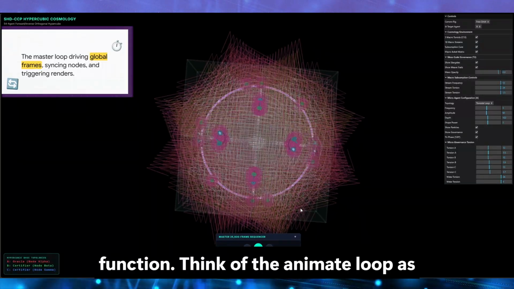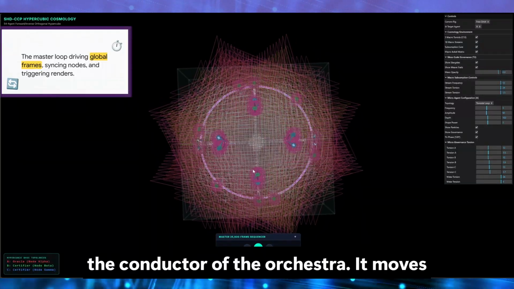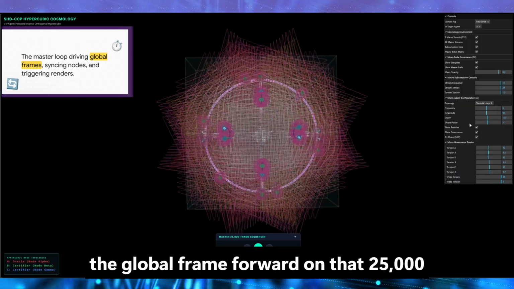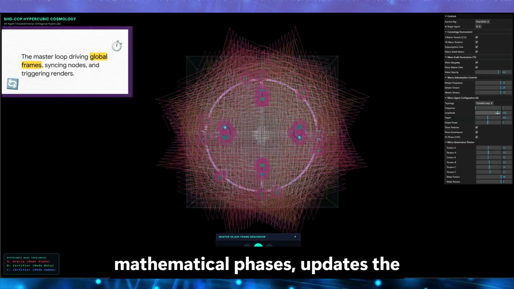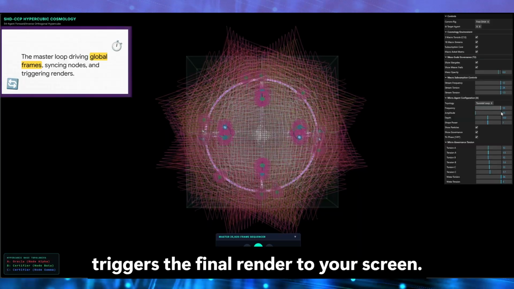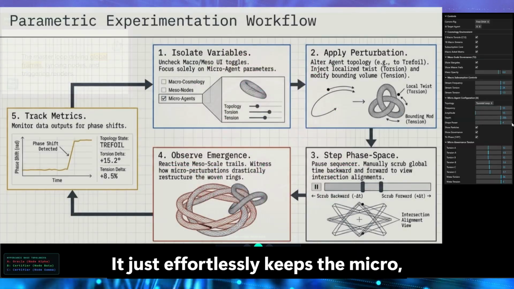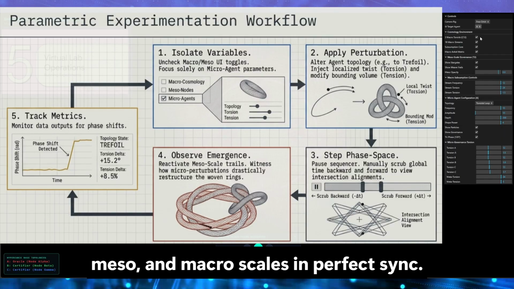Think of the animate loop as the conductor of the orchestra. It moves the global frame forward on that 25,000 frame sequencer, recalculates all the mathematical phases, updates the 54 mesonodes, and perfectly triggers the final render to your screen. It just effortlessly keeps the micro, meso, and macro scales in perfect sync.